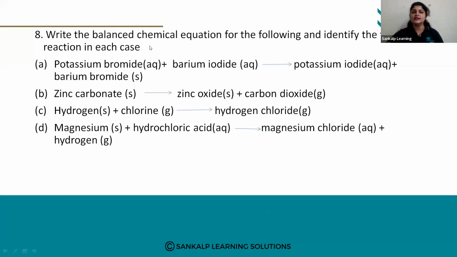Next, write the balanced chemical equations for the following. Identify the type of equation in each case. Again, you have to write the balanced equations for the following. Okay, how do you write it for this?